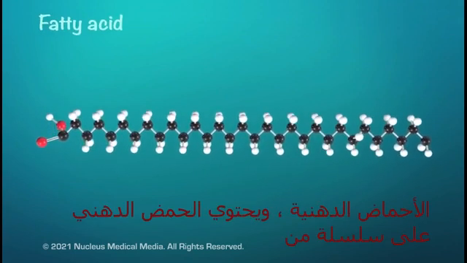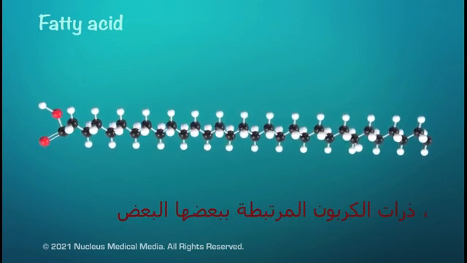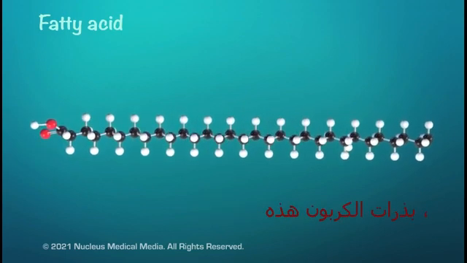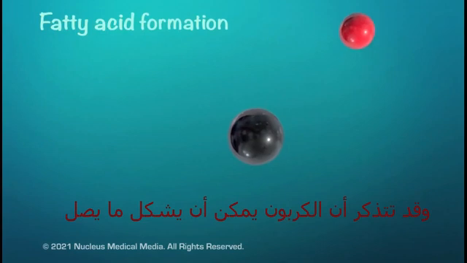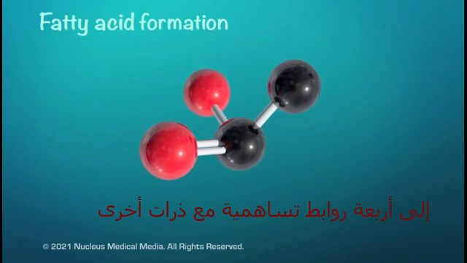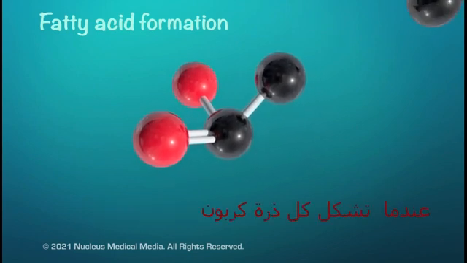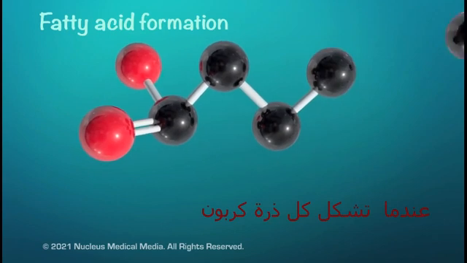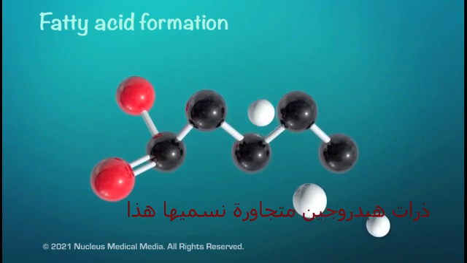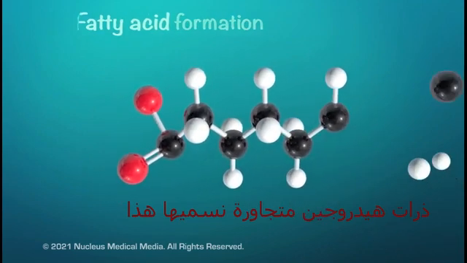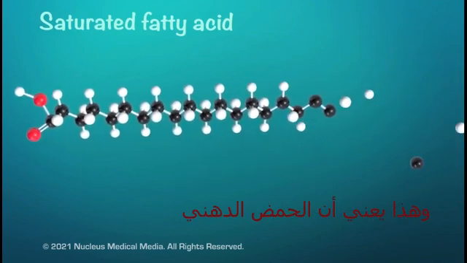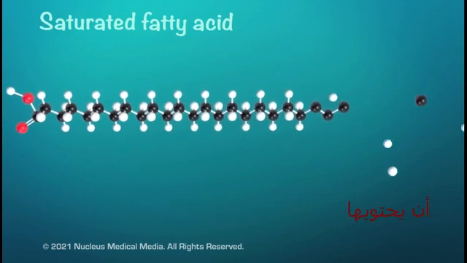A fatty acid contains a chain of carbon atoms attached to each other. Hydrogen atoms are also attached to these carbon atoms. You may recall that carbon can form up to 4 covalent bonds with other atoms. When each carbon atom forms 2 single bonds with adjacent carbon atoms and another 2 single bonds with adjacent hydrogen atoms, we call this fatty acid saturated. This means the fatty acid is saturated with all the hydrogen atoms it can possibly contain.